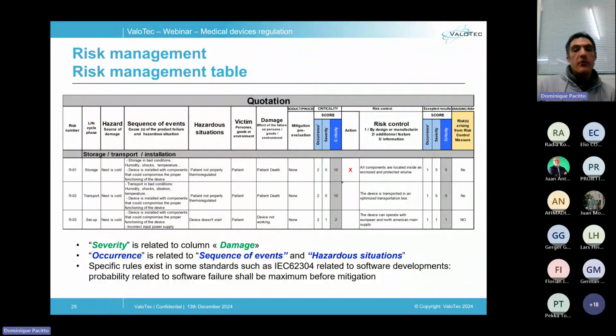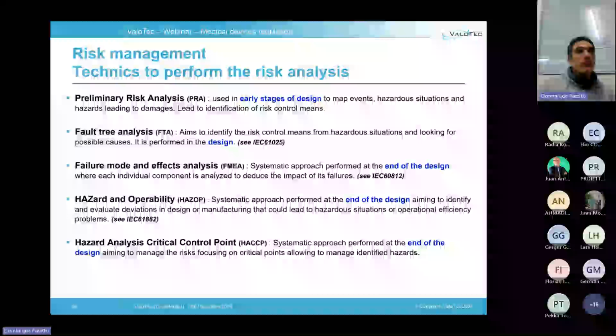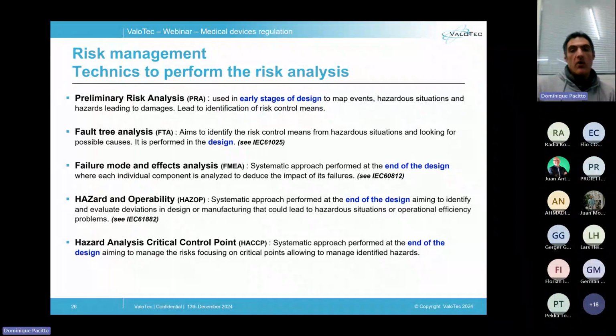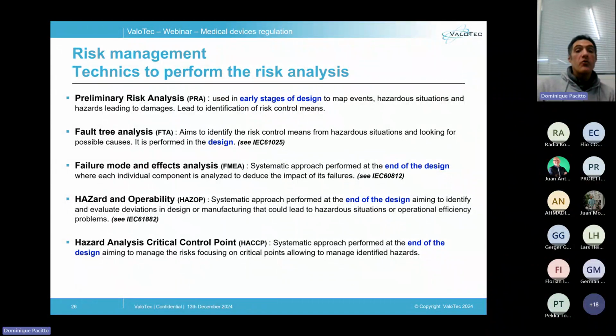Finally, concerning the risk analysis, I would like to highlight that the ISO 14971 describes the activities that should be performed in risk management, but it doesn't provide recommendations on the manner to perform these activities. Nevertheless, Annex B provides several techniques that can be used for the risk analysis, such as the FMEA, the PRA, ASOP, and so on. And the technique to be used depends on your corporate culture, on the device class, and the phase of the development in which the device is.